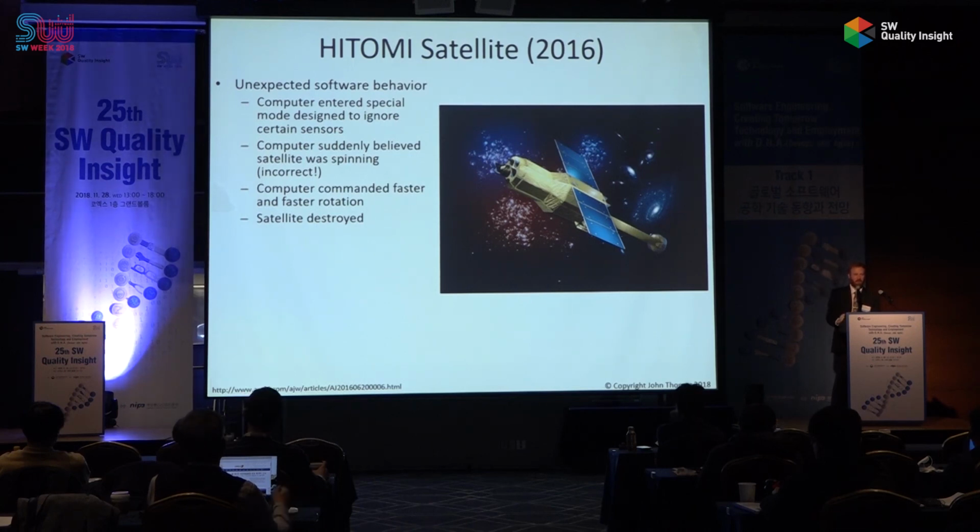What does the computer do? Commands faster and faster rotation to try to correct the spin. What actually happens is the computer causes it to spin out of control, and the entire satellite was destroyed. It looks different. The details are different. I'm going to argue that this was exactly the same accident. It was overlooked for exactly the same reasons.